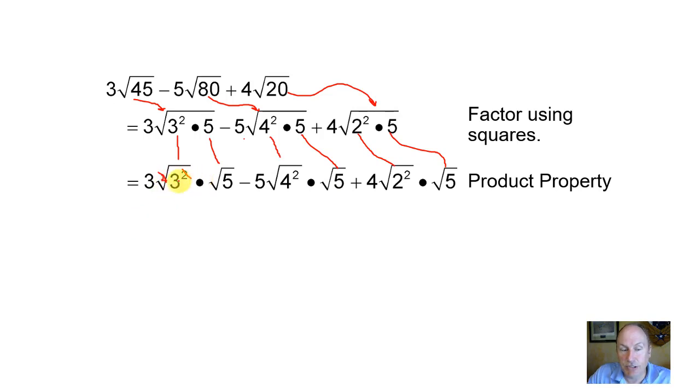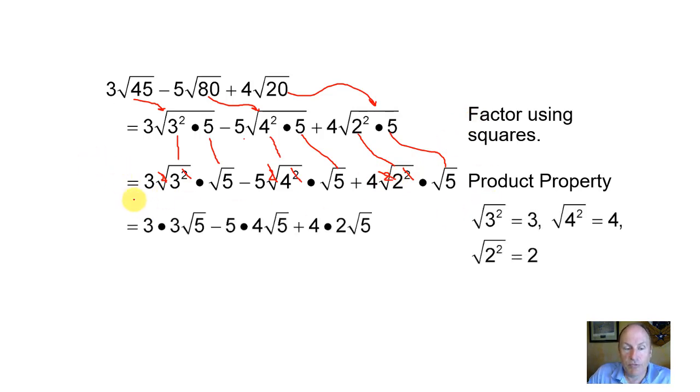The 2 in the index and the 2 in the power will cancel each other out. Same thing is true on this term, and the same thing over here on this last term. Everything else is going to stay the same. We'll see what happens with it. So we get 3 times 3, because the square root of 3 squared is 3, times the square root of 5, minus 5 times 4 times the square root of 5, plus 4 times 2 times the square root of 5. We can take that a step further.